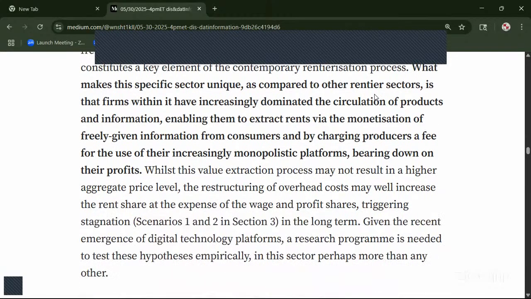Whilst this value extraction process may not result in a higher aggregate price level, the restructuring of overhead costs may well increase the rent share at the expense of the wage and profit shares, triggering stagnation, scenarios 1 and 2 in Section 3, in the long term. Given the recent emergence of digital technology platforms, a research program is needed to test these hypotheses empirically in this sector, perhaps more than any other.